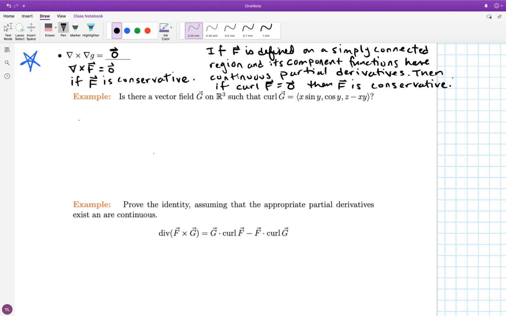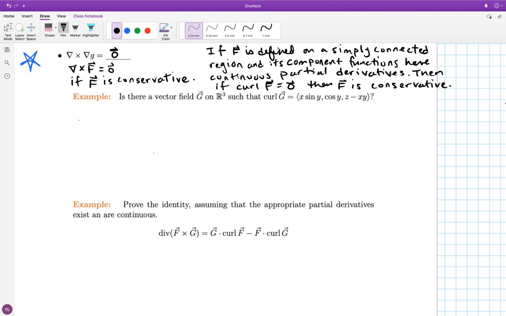Okay, so if your vector field happens to be defined on, for example, all of R3 or something, but more generally on any simply connected region, so simply connected means that it doesn't have any holes in it, assuming that its component functions have continuous partial derivatives, then the curl of the vector field being 0 means that it's conservative. So it means that it's a gradient vector function, it means it's path independent, and so on. Okay, so that's a nice little theorem before we move on to some examples.